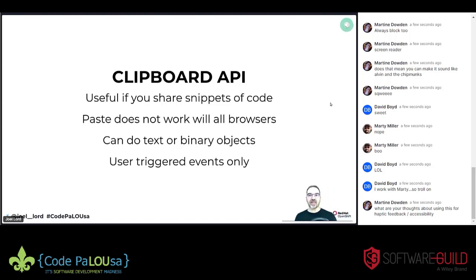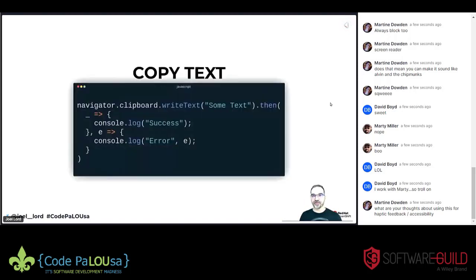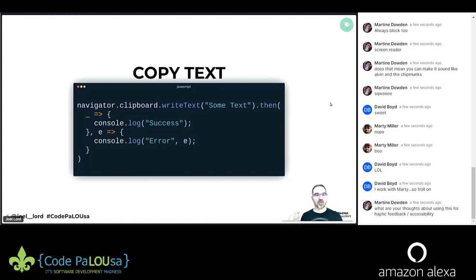Copy and pasting can be done with text and binary objects, but it needs to be user triggered once again. So it needs to be a user action that will trigger that event. So you'll need to actually click on a button in order to copy it to your clipboard. To copy some text, navigator.clipboard.writeText will be supported in most major browsers. So just write something inside the clipboard, and it's a promise-based API, so a little bit more modern, and then you will have a success or an error.